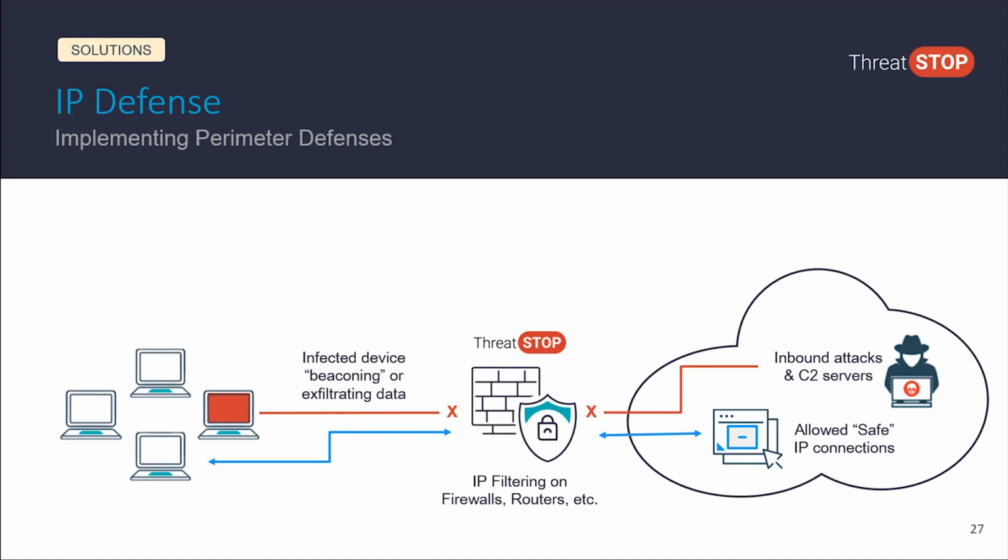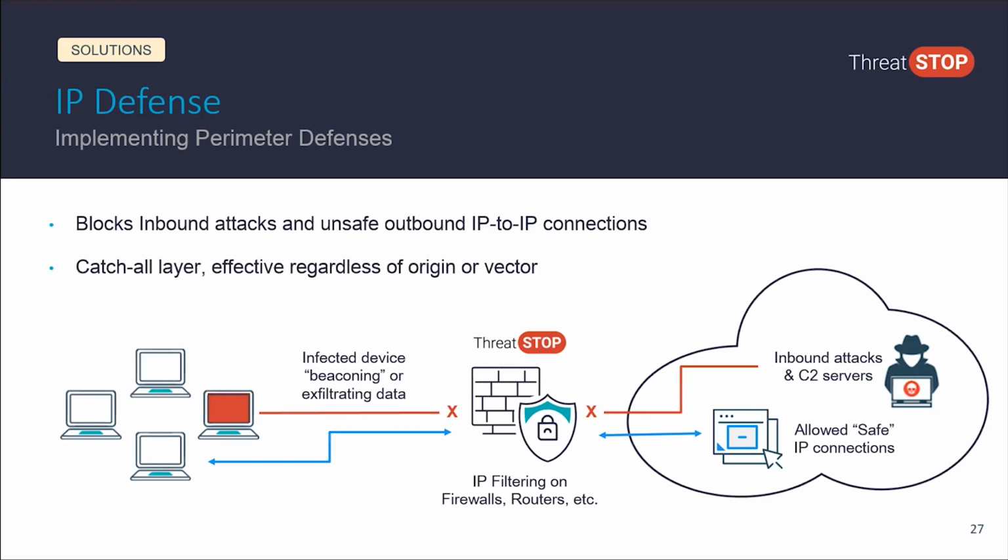The original way was IP defense, which was in firewalls and routers and switches, which allowed you to filter inbound and outbound traffic to and from criminal infrastructure. So you block the inbound stuff from the vulnerability scanners, the people that are trying to steal your data. You can catch everything, regardless of what the protocol is being used, because no matter what it is, encrypted or not, the destination IP address has to be valid for the attack to succeed.